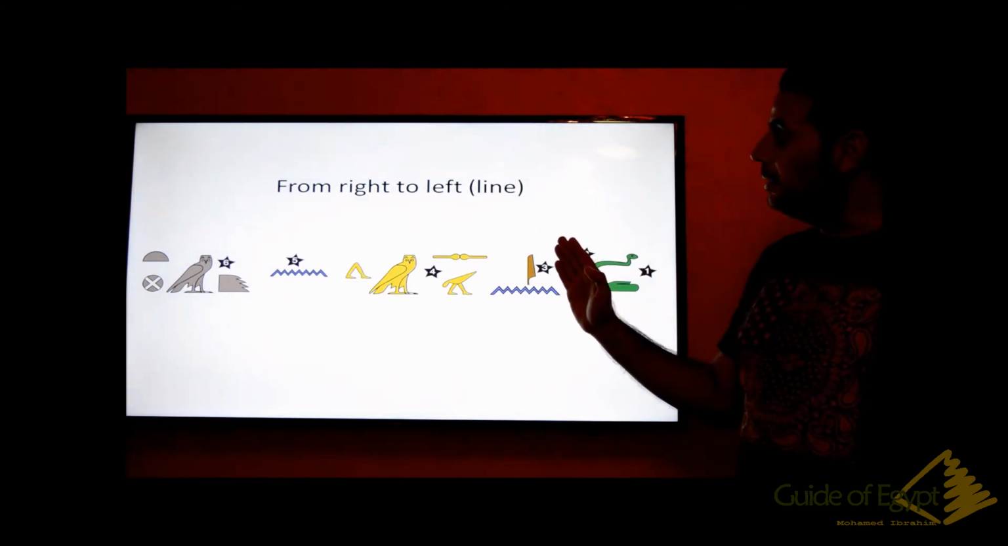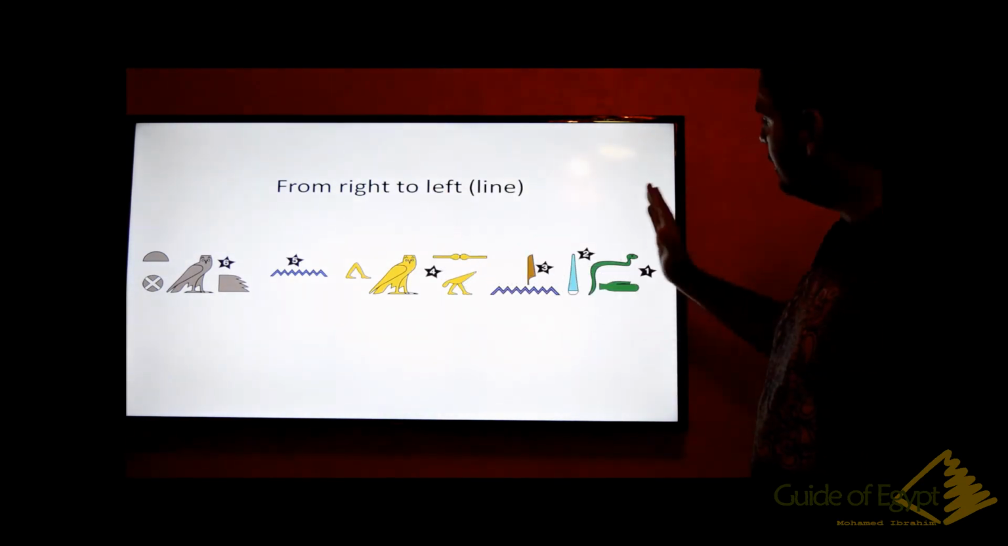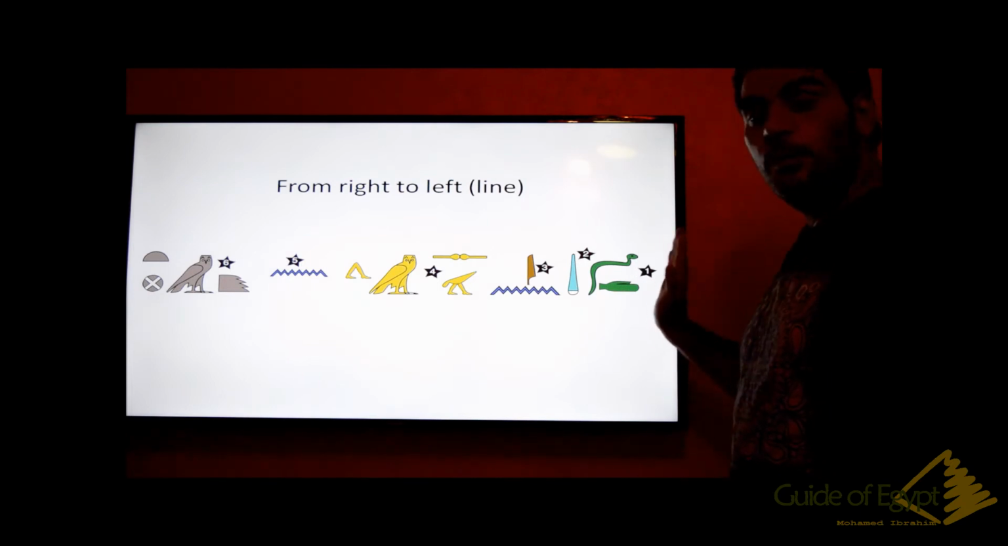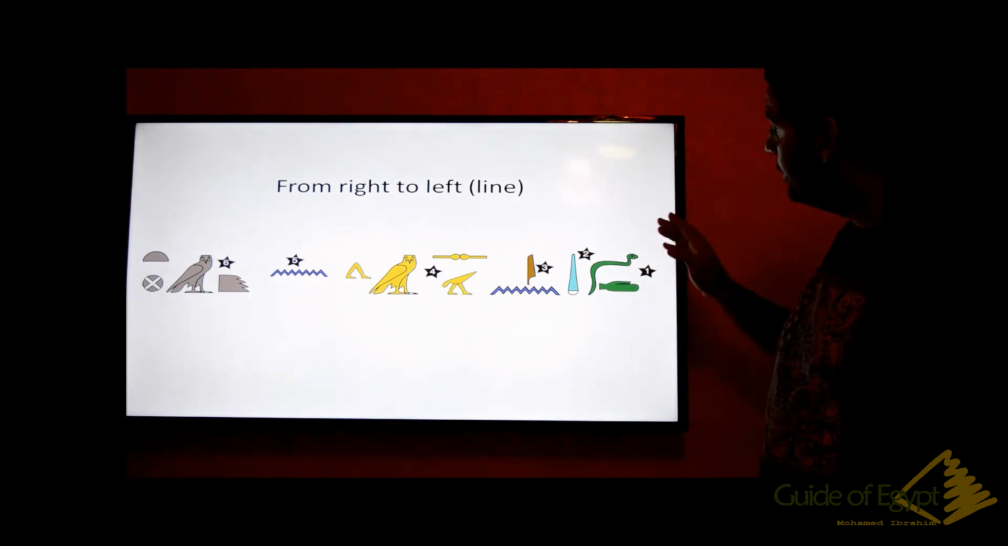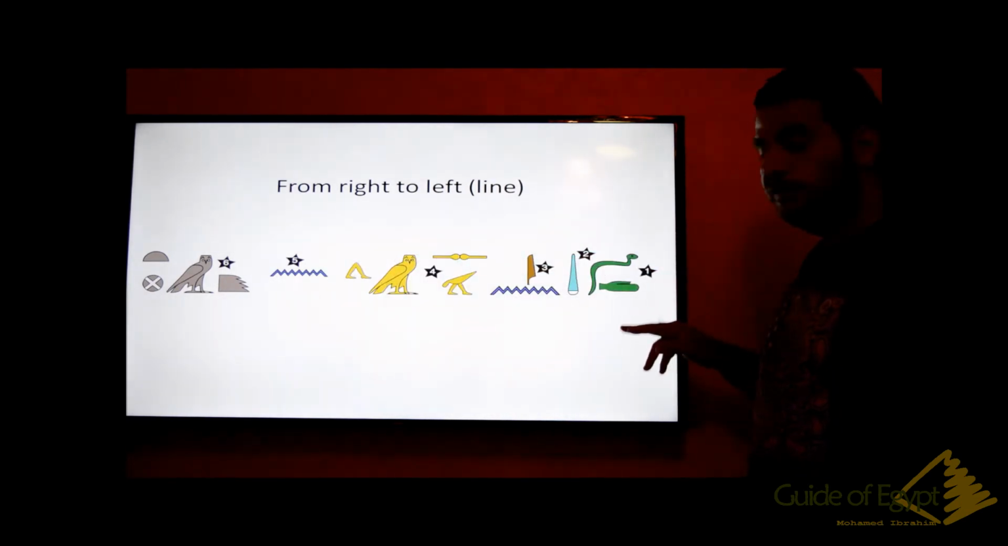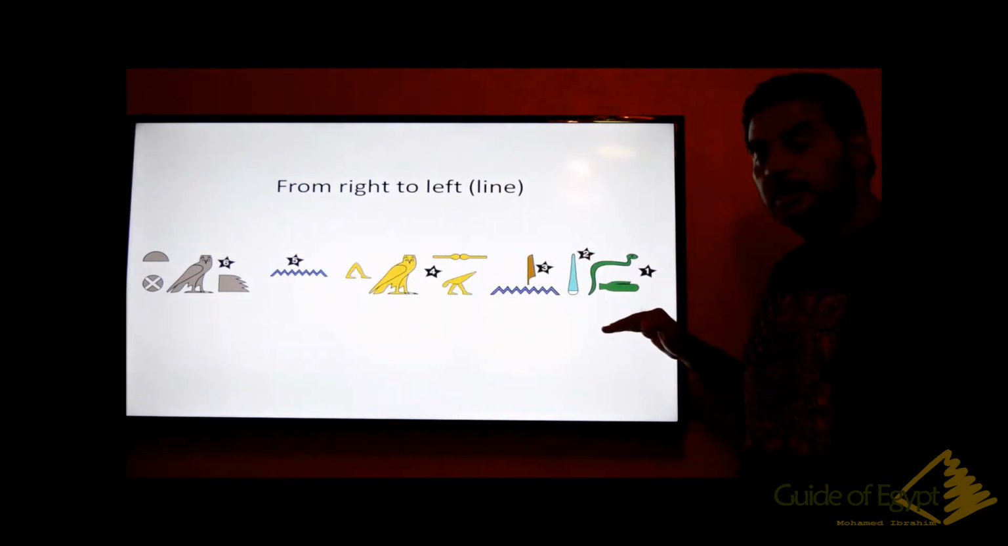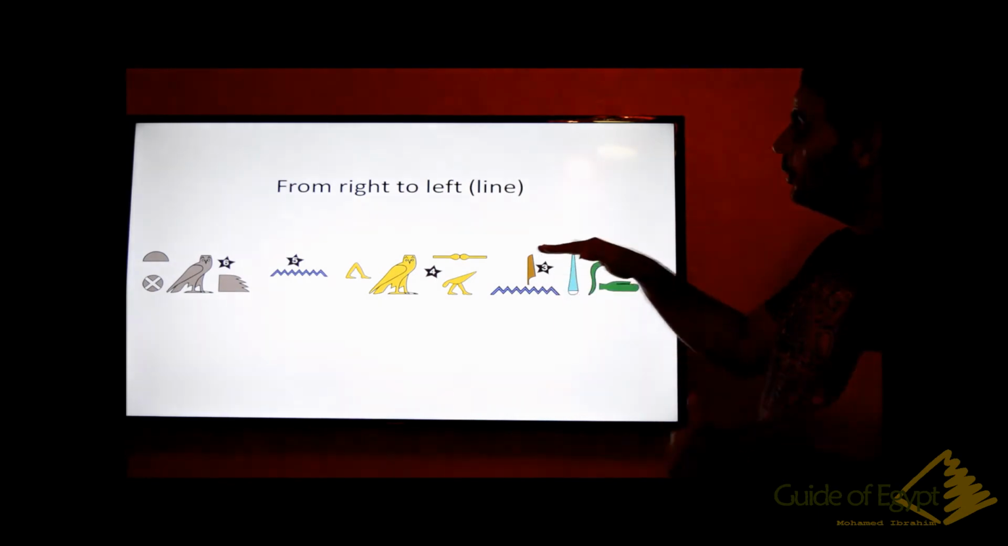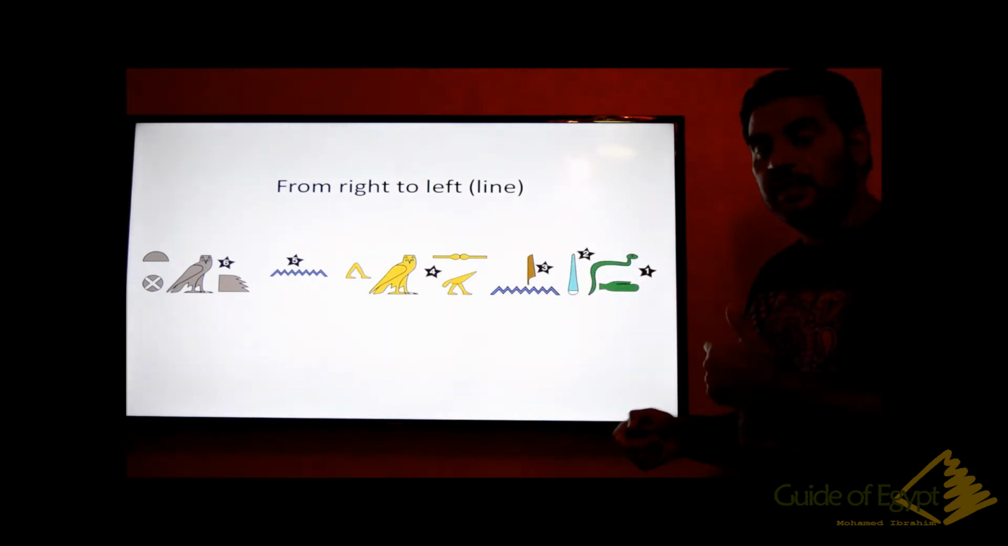The second example, if the faces are facing the right side, we read from the right side, from the top to the right, and we go left, and then we move to the second line. And we are talking about the horizontal lines, because we're going to see another example later.